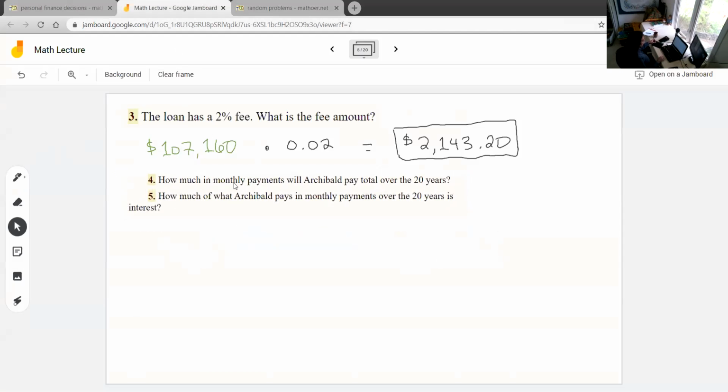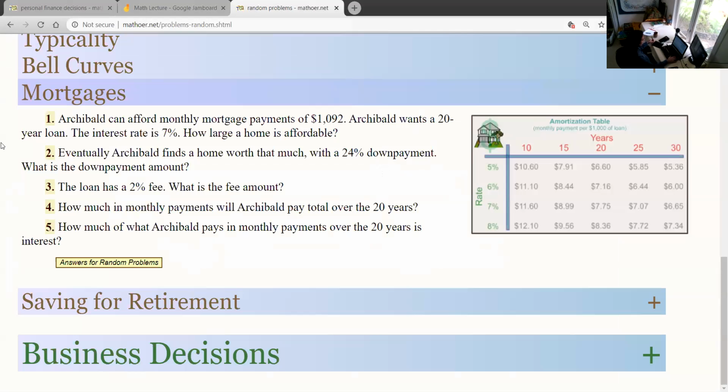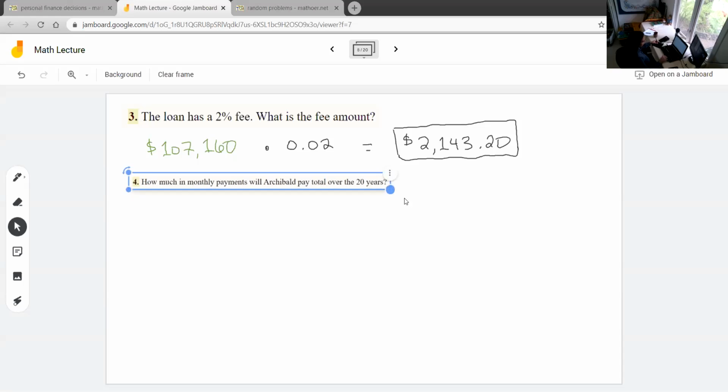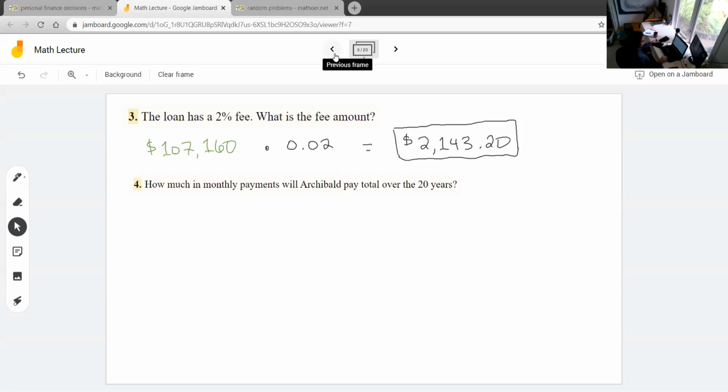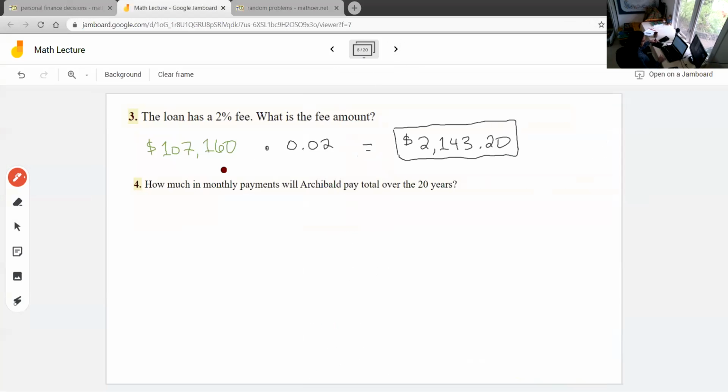So how much will be paid over the 20 years? Actually, I don't want to put them together. Let me get those separate, because this one I did want to focus on. Okay, so I'm going to take that same 7.75 and do something with it.